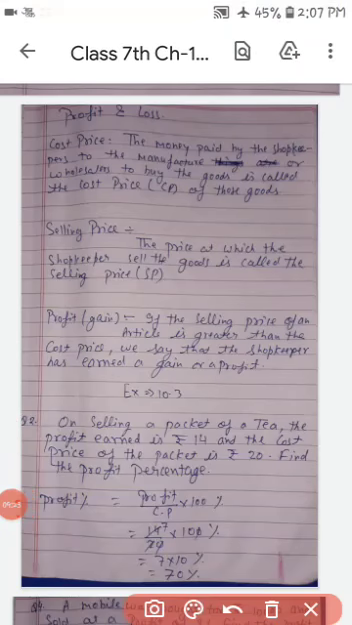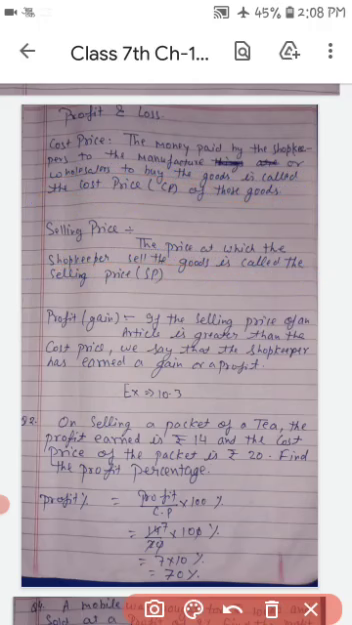Profit and loss. Cost price. The money paid by the shopkeeper to the manufacturer or wholesaler to buy the goods is called the cost price of those goods. Selling price. The price at which the shopkeeper sells the goods is called the selling price.